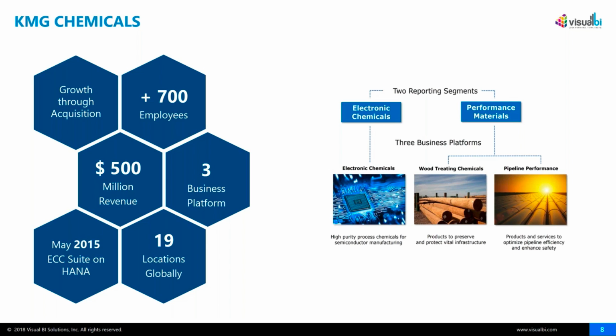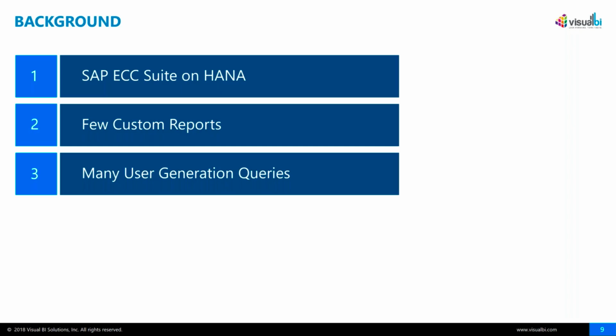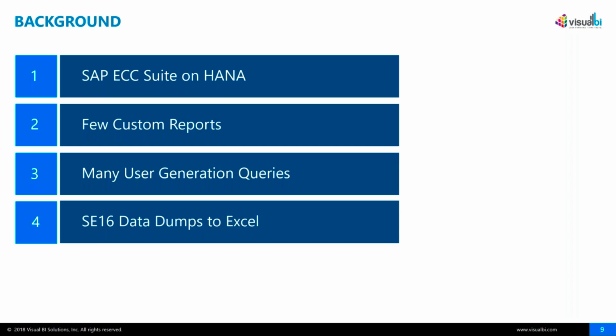We've got 19 locations globally in North America, Europe, as well as in Asia. And we've got basically three business platforms. We've got the electronic chemicals, the wood treatment, and what we call the pipeline performance that service the oil and gas industry. The electronic chemicals and the wood treatment business in North America is on our global instance of SAP, and we'll talk a little more about that.